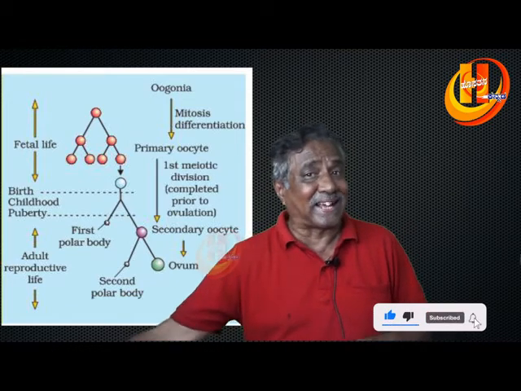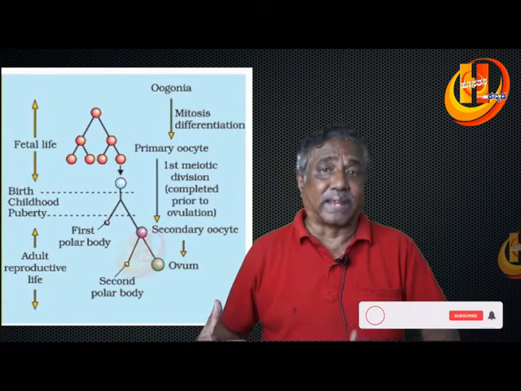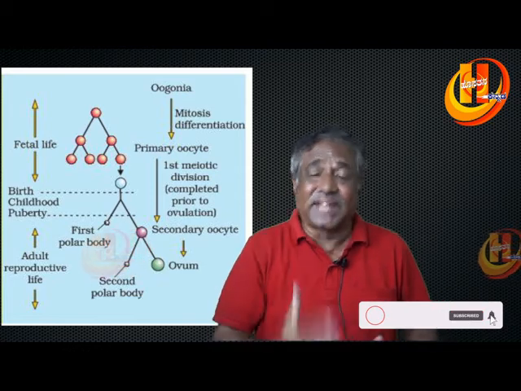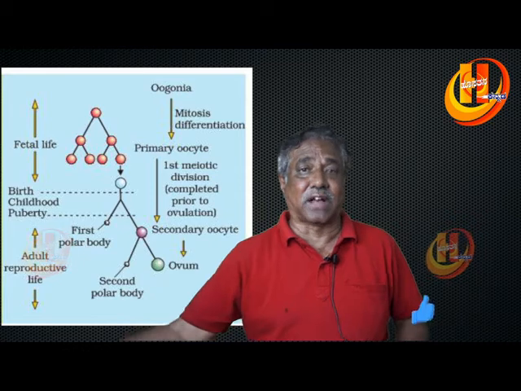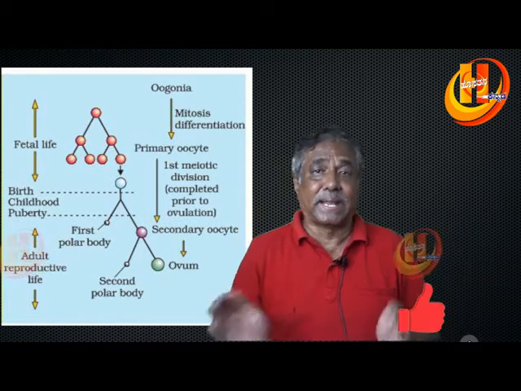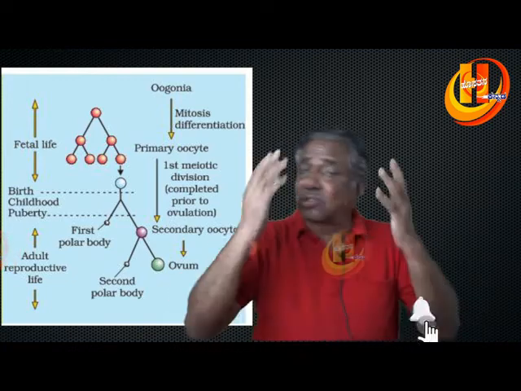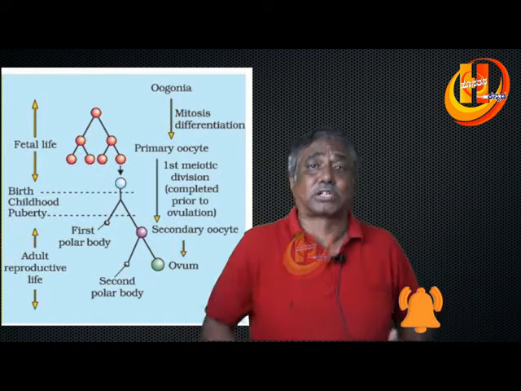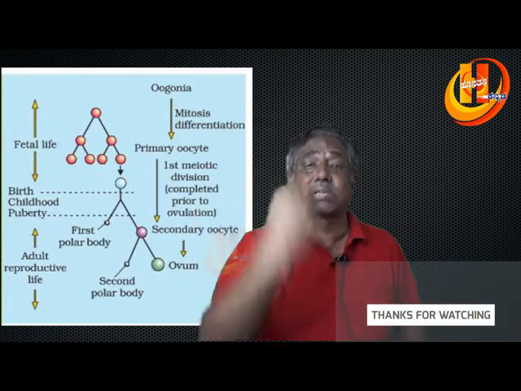First polar body non-functional. Thus, the first meiotic division is unequal. Second meiotic division is also unequal. So, resulting in the formation of non-functional first polar body and secondary oocyte. Secondary oocyte consists of large amount of cytoplasm with food materials. It's very important.